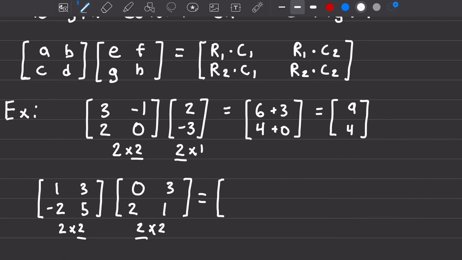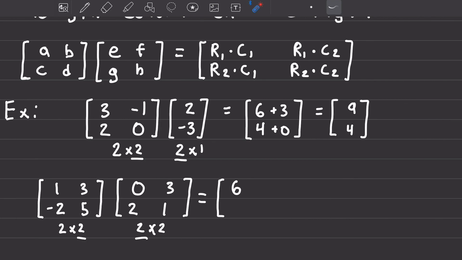So first thing we're going to do, row 1, column 1, we're going to do the dot product of this with this. So 1 times 0, 0, 3 times 2 is going to be 6. Now we're going to do the dot product of this, and that's going to be this entry down here, right?